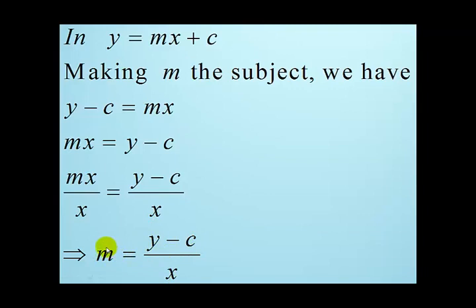So we can see that the m now stands alone. That means that m is the subject. M is the subject. That is how we make m the subject from the equation y equals mx plus c.